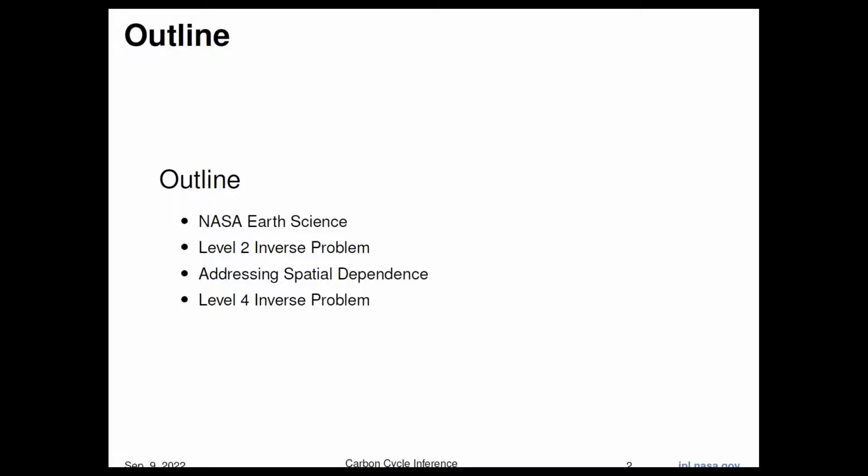So, brief outline. I'll give a little overview of NASA's Earth science programs and Earth orbiting satellite constellation, and then I'll talk about what I'm calling the level 2 inverse problem, which we'll spend some time developing and outlining, and I'll talk about what that means. A little bit of further detail on addressing spatial dependence in that problem, and then I'll wrap up with some discussion of the so-called level 4 inverse problem.